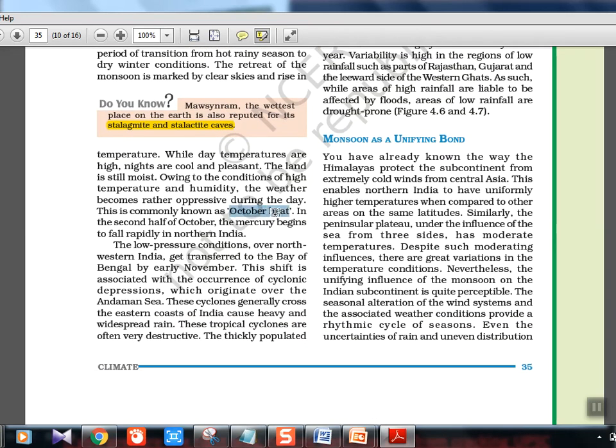October heat is again a term. It's actually by the name, you know. The humid climate, humid condition in the October month. Owing to the conditions of high temperature and humidity, the weather becomes rather oppressive during the day. This is known as October heat. It's like unbearable kind of heat and humidity. That is the October heat.